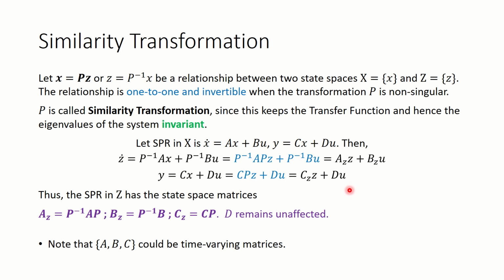Now we suppose that x is related to z in this manner, which is x equals Pz. This is one convention that we are adopting for this particular course. Sometimes in some reference materials you will find that z equals Px is mentioned. So it is almost the same. When you understand all these things, you will understand it is all the same, only a few notational changes will happen.